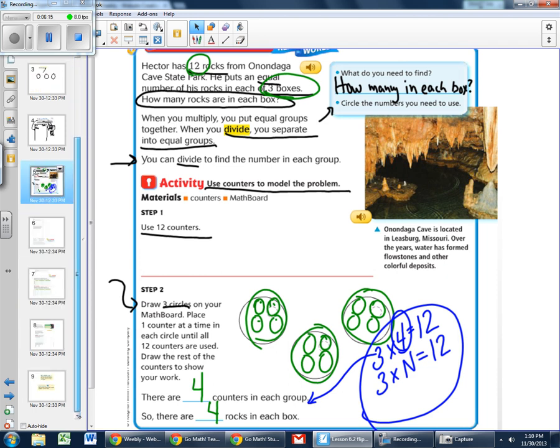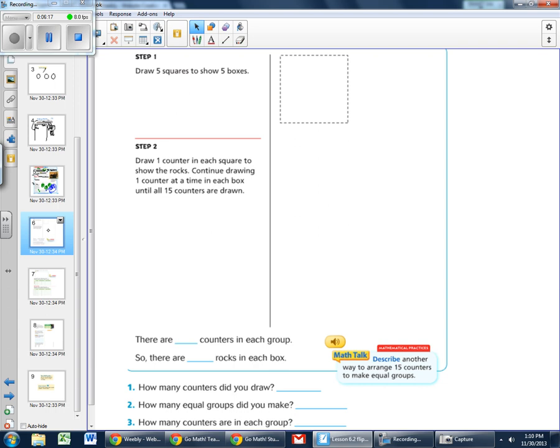That was an easy problem to start our day off. So let's move on to our next page. You should be on page 214.